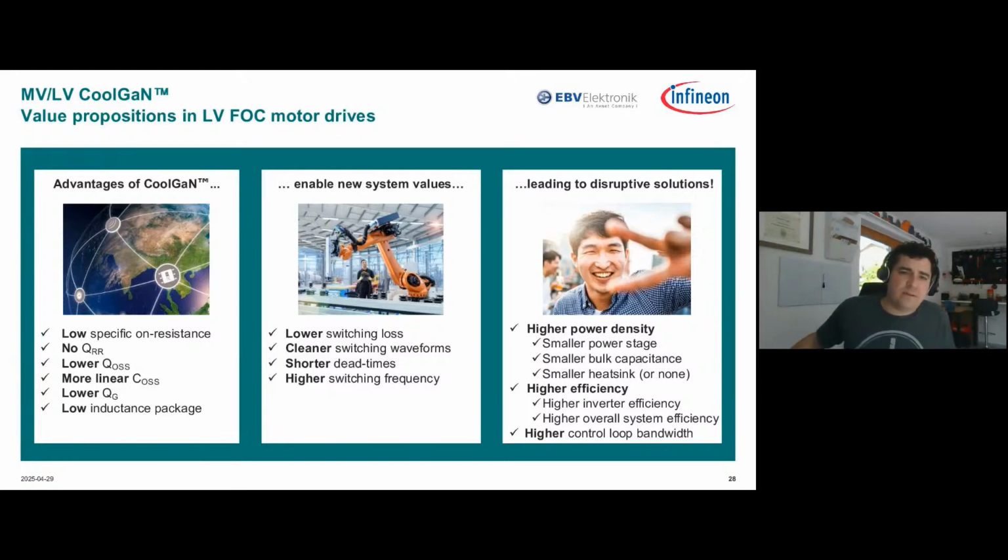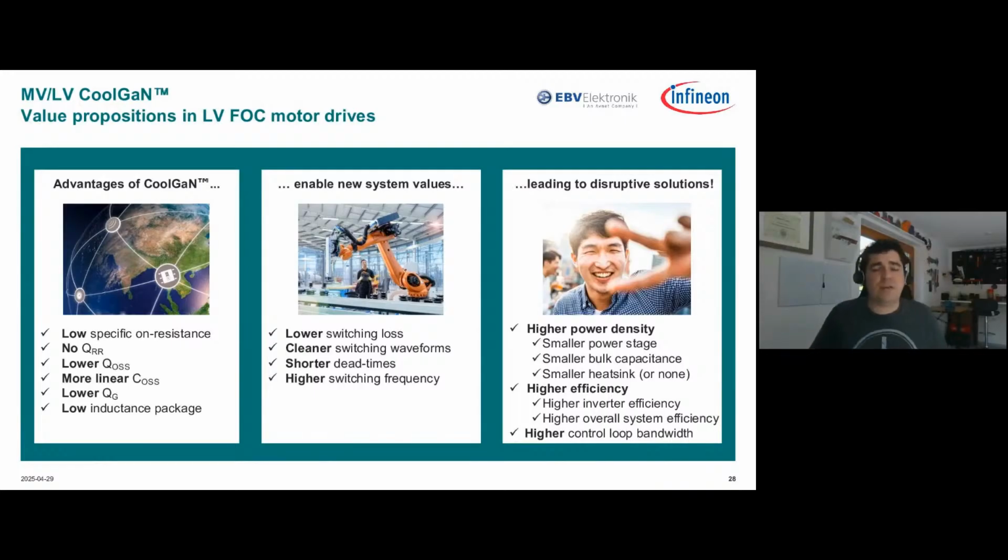If we start with the characteristics of the GaN transistor, we have a lower RDS on in a given area. So if we have a specific package or board area available, we can have a lower RDS on and lower conduction loss. We have no reverse recovery. This is very empowering in a lot of ways. We have low QOSS, and within that, the COSS is very linear. We have low QG, and the packages are typically pretty low inductance. So what we can do with that is lower switching loss.